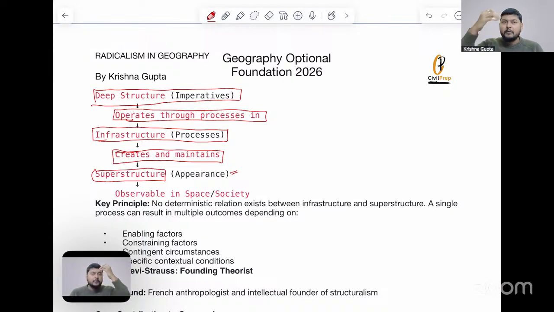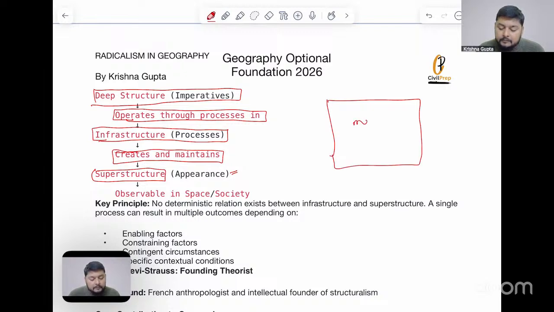So if you go to a mall, if you ask your parents, they do not like malls. They will never go to a mall. Why? Because a mall is something which is a globalization phenomenon.